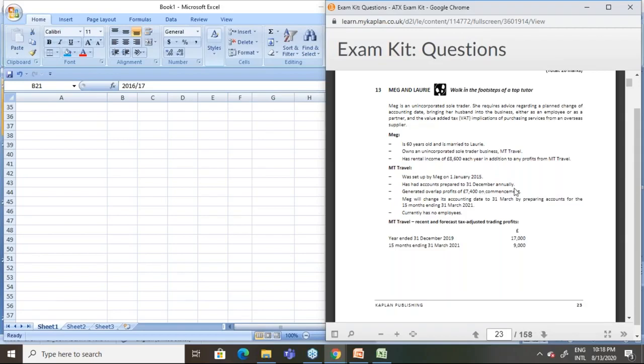Now you have decided to change the accounting date. So if there's a change in accounting date, then this will also result in either more overlap profits or relief of some of the overlap profits that you had already.